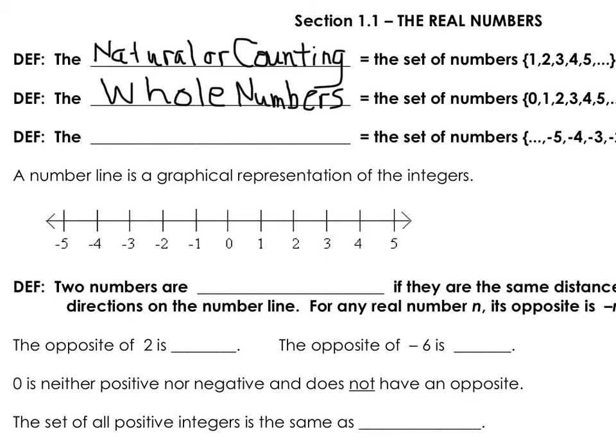If you take the set of numbers -5, -4, -3, -2, -1, 0, 1, 2, 3, 4, 5, that's the set of integers. The number line is a graphical representation of the integers.